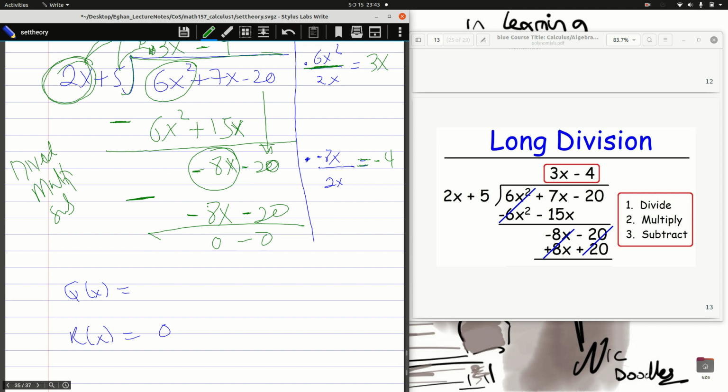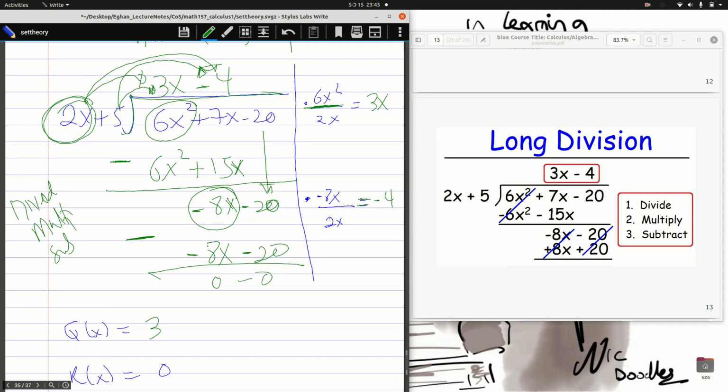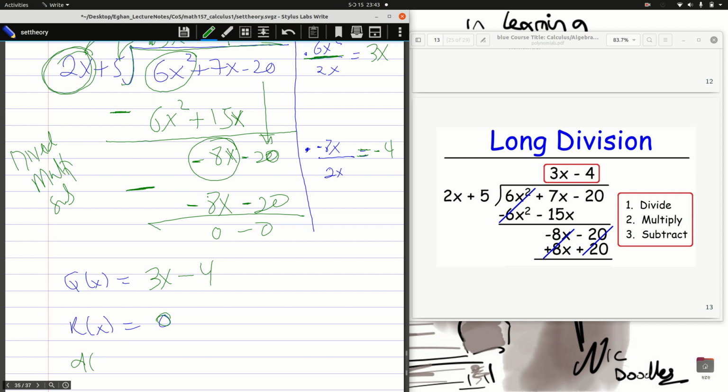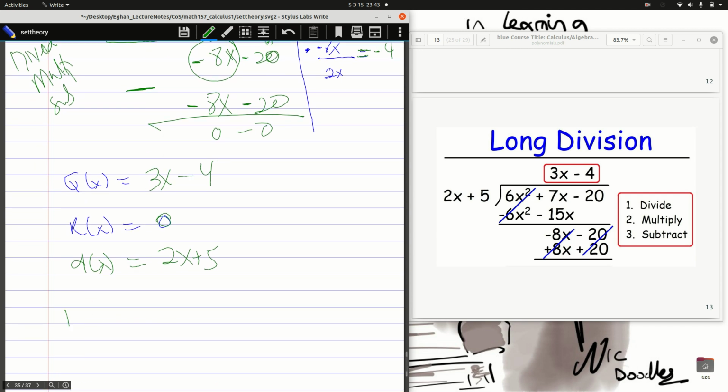It means that my quotient is 3x minus 4, my remainder is 0, and my divisor, you can never get a divisor wrong. It is always given in the problem. So it says that whatever was given is equal to the divisor times the quotient plus the remainder. Can you check if this is correct or wrong? Can you check it?